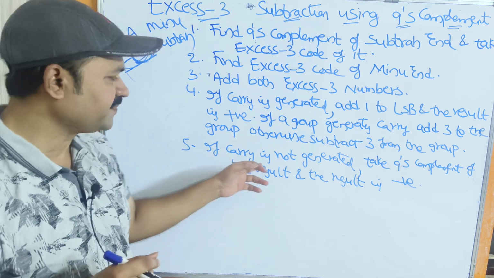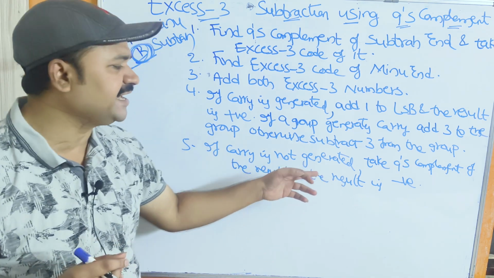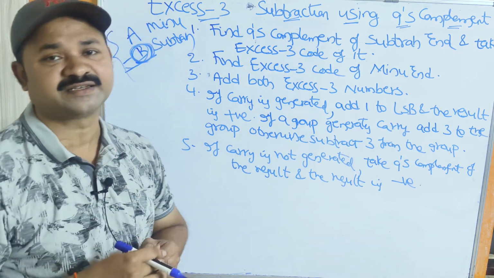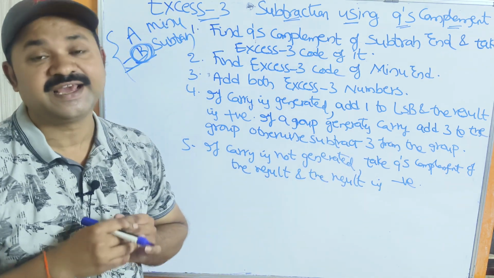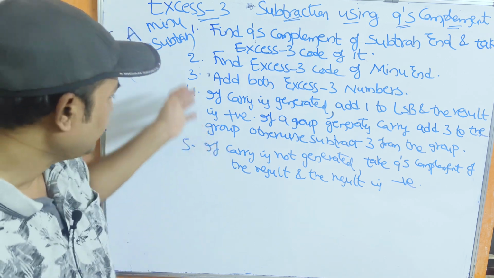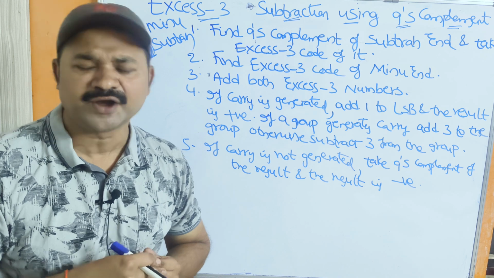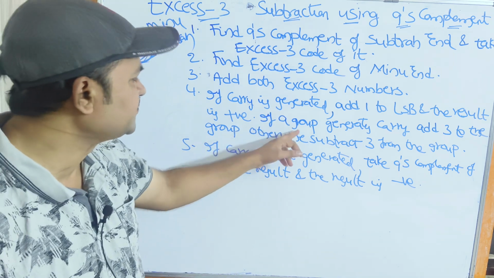Let's see the next step. If carry is not generated, then take the 9's complement of the result and the result is a negative number. Now in both these cases, whether carry is generated or not generated, we will follow this one.